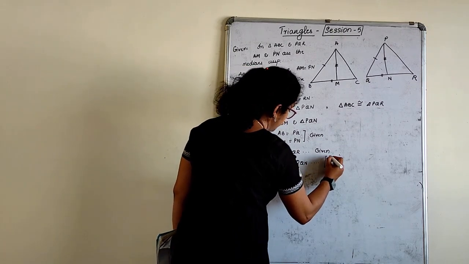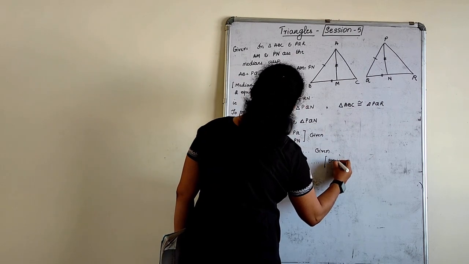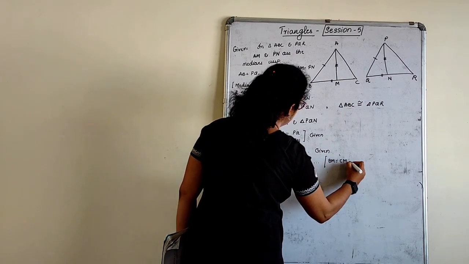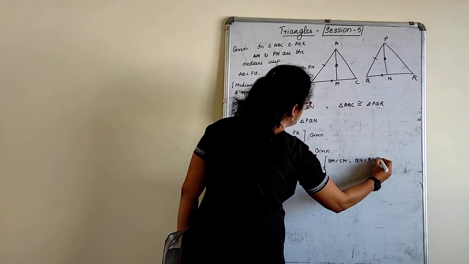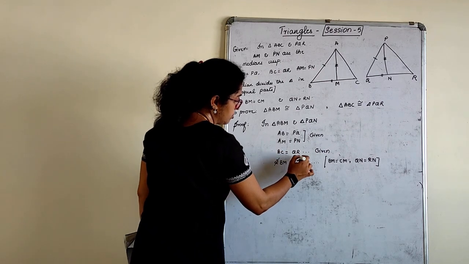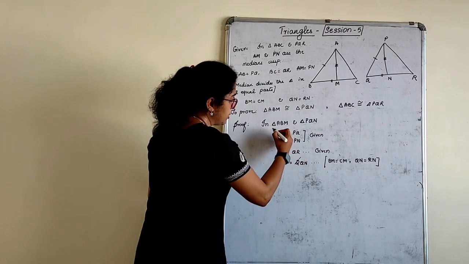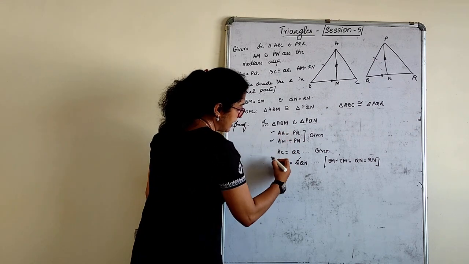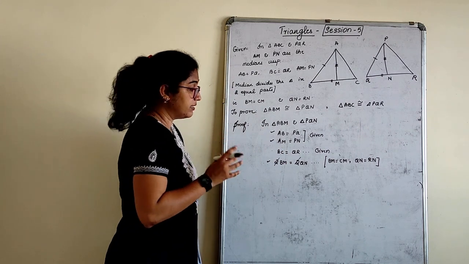Reason? BM is equal to CM and QN is equal to RN. Right? I have chosen this part. So if I can cancel 2 and 2, what will remain? BM is equal to QN will remain. So we are going to use first, second and this side. This is just for writing what was to understand.